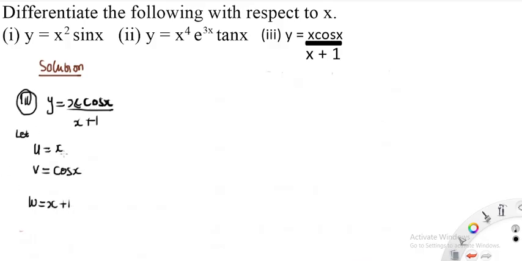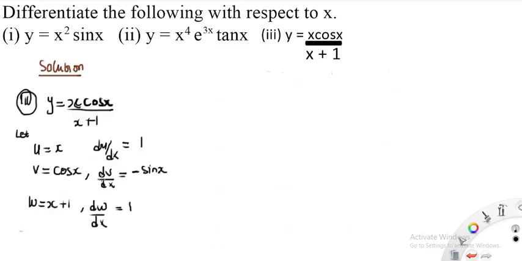Next up, we find their derivative. So if I'm differentiating, du dx is equal to 1. By differentiating x, it becomes 1. By differentiating v, dv over dx is equal to minus sin x. If I'm differentiating x plus 1, dw over dx is equal to 1. Because we're differentiating just x here, this one becomes 0.